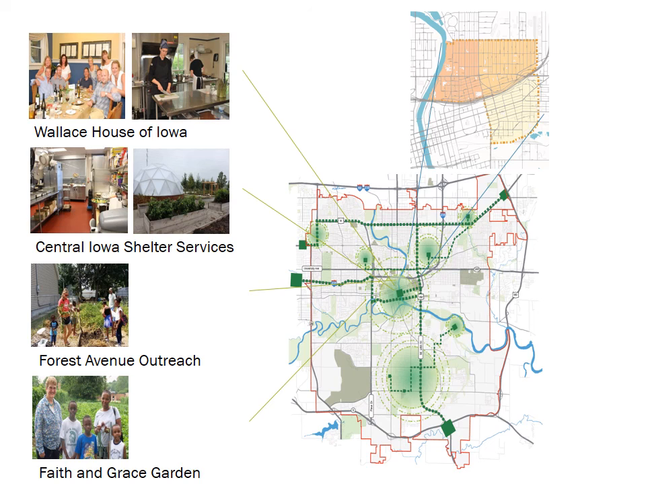The proposed strategy included particular enhancement of a series of neighborhoods or connectivity around the entire city. To the upper right, the Viva East Bank neighborhood is shown as it was determined a priority area. To the left are examples of residents and organizations representing best management practices in Des Moines. These include the Wallace House of Iowa, Central Iowa Shelter Services, both their shared use kitchen and their food dome, the Forest Avenue Outreach Community Garden, and the Faith and Grace Garden.